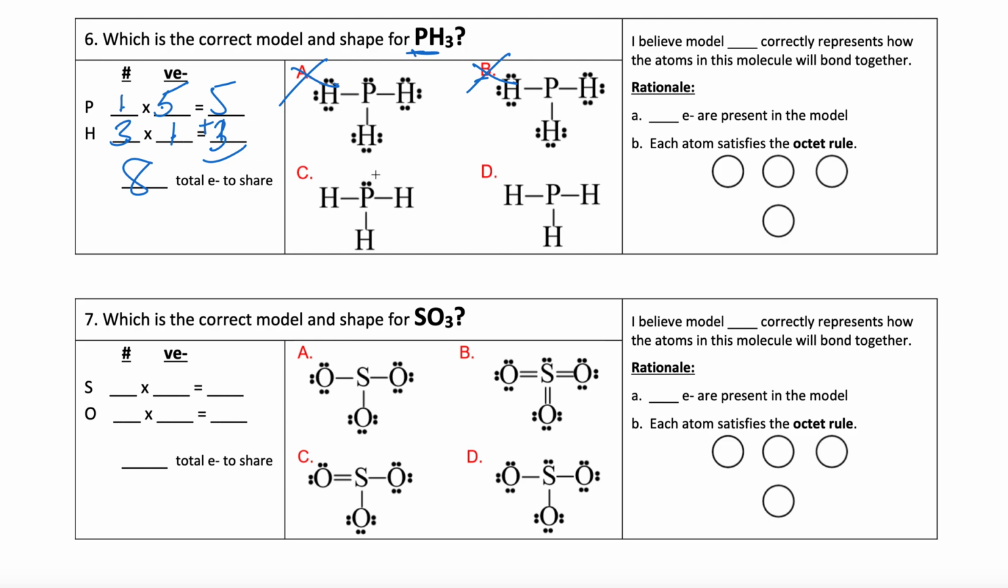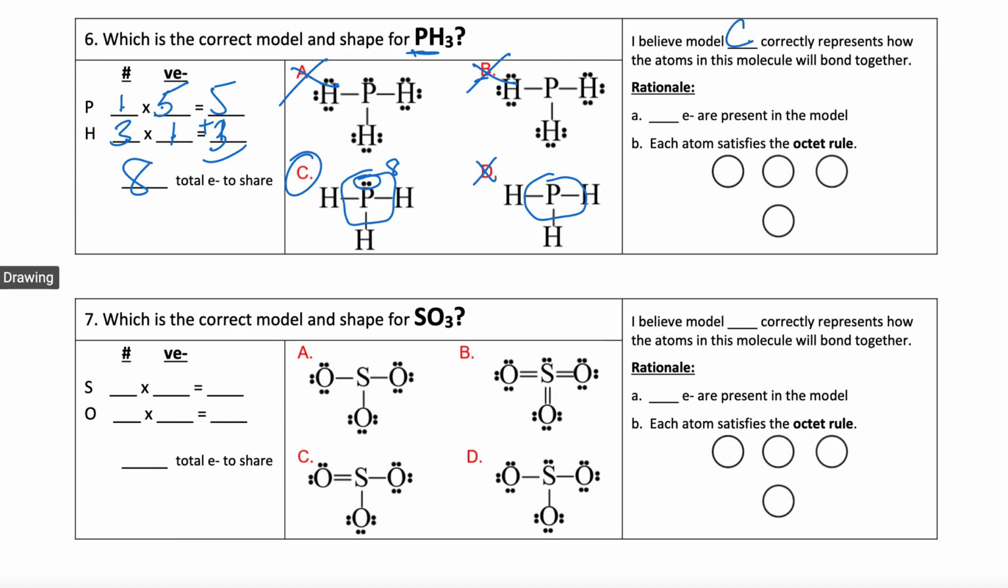So now let's focus on our center atom. This phosphorus has 2, 4, 6, 8. This phosphorus only has 6. It only has shared. It doesn't have any unshared. This one has these little 2 unshared electrons up there, which together with the 3 bonds adds up to 8. So C is correct. D is wrong. D is wrong because P doesn't have enough. So we finished. We know it's C.